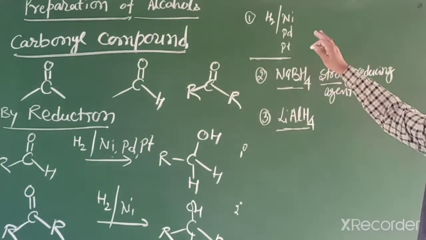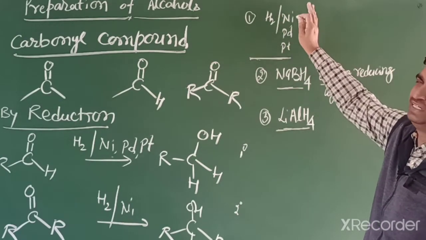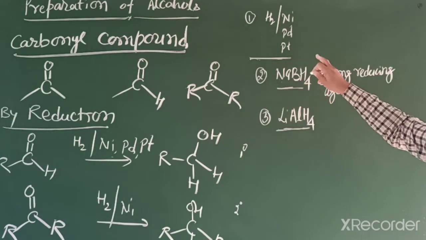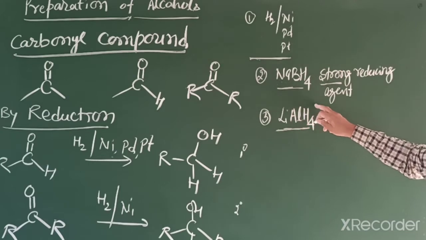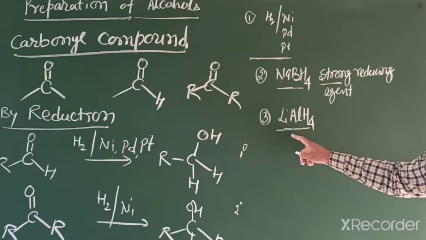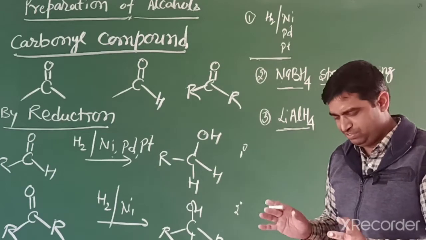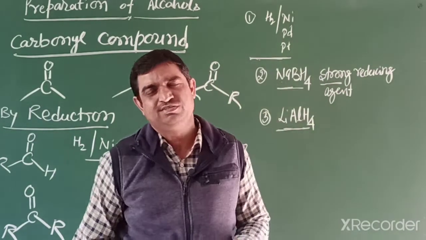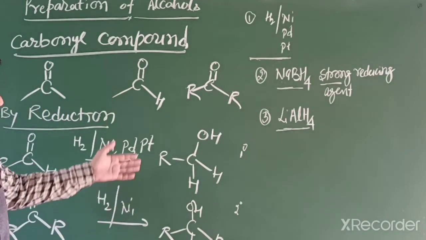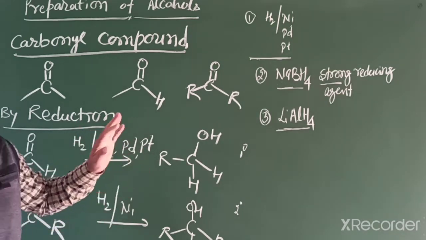If in any reaction you notice hydrogen in presence of either nickel, palladium or platinum, that is a reduction reaction. If any reaction uses sodium borohydride, that is also a reduction, and lithium aluminium hydride is also a reducing agent. But this reagent is highly expensive, so we use it in selective reactions, when the reaction is very important. Otherwise we use hydrogen in presence of a catalyst, or sodium borohydride.